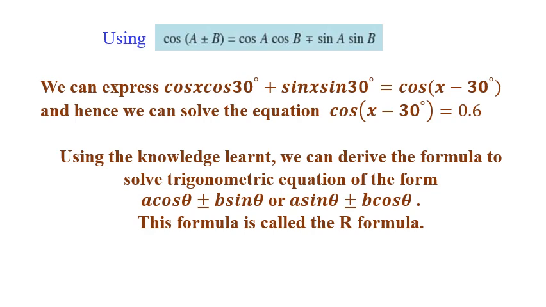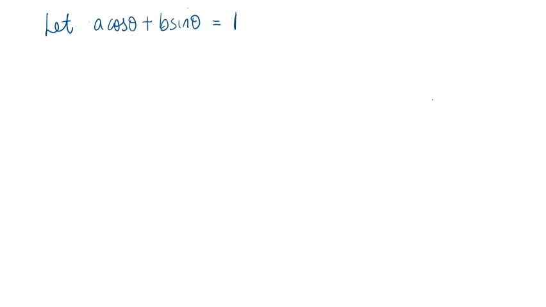So using this knowledge, we're going to derive the formula to solve trigo equations of the form a cosine theta plus or minus b sine theta, or a sine theta plus or minus b cos theta. And the formula we're going to learn is called the R formula. We're going to use the addition formulae to help us derive the R formula.